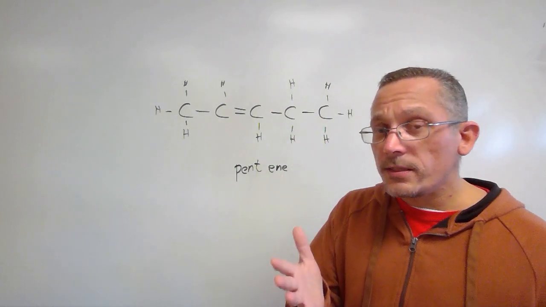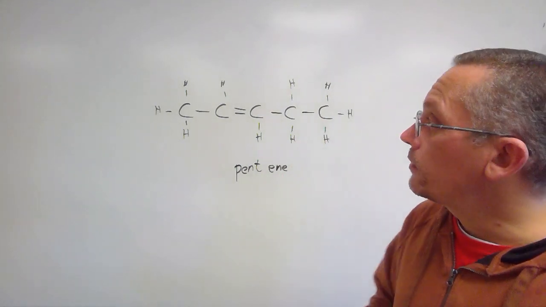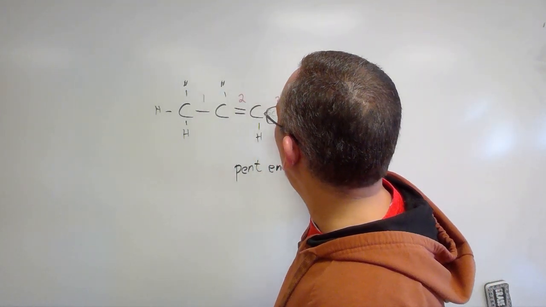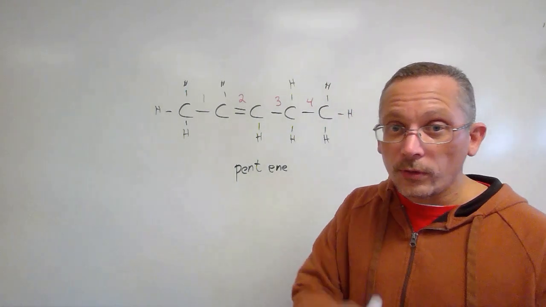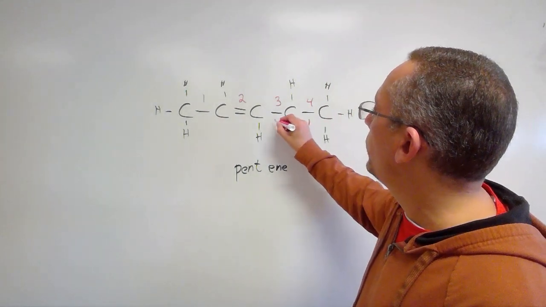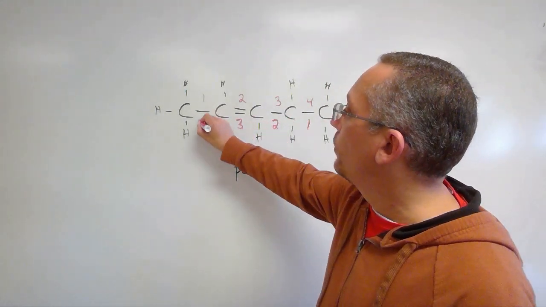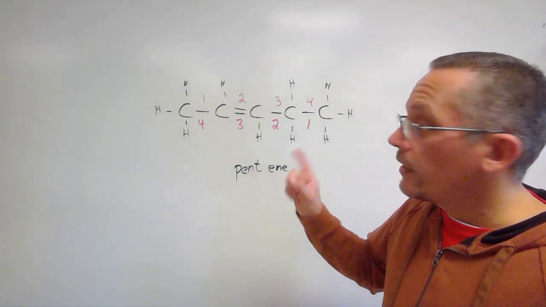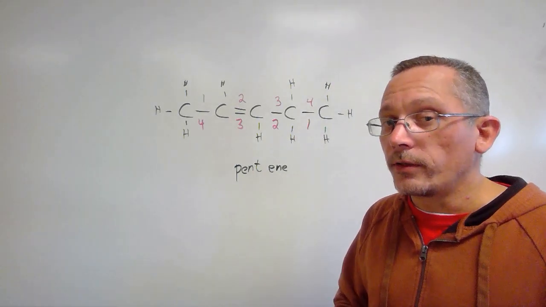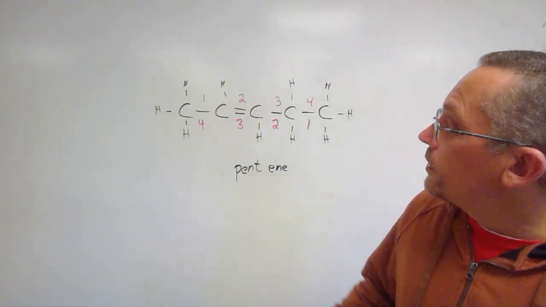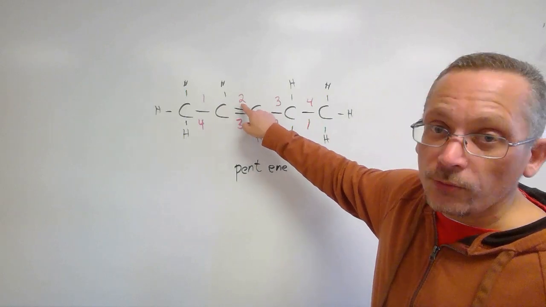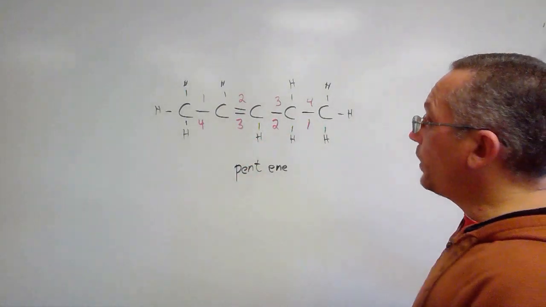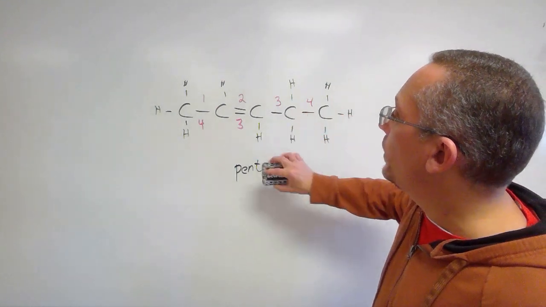Okay, and there's 2 ways that you could possibly number the bonds. You can number the bonds like this: 1, 2, 3, 4, or you could number the bonds like this: 1, 2, 3, 4. Which way is correct? The correct way is the way that gives you the smallest number for your double bond. Okay, so you see my numbers that I wrote on the top give me a 2 for my double bond. On the bottom give me a 3 for my double bond. So the correct way to number this particular one is like this.